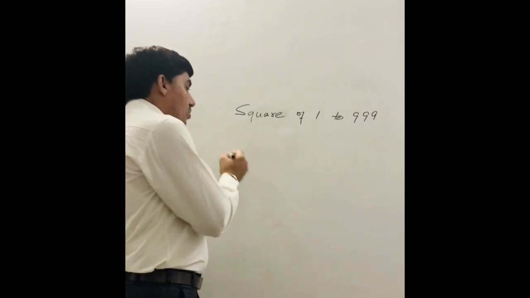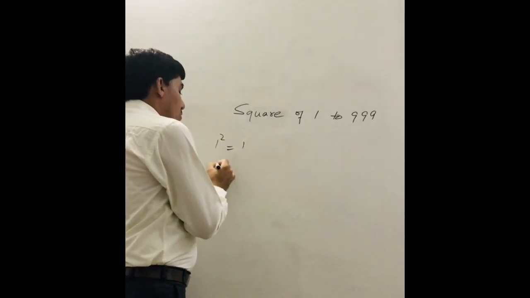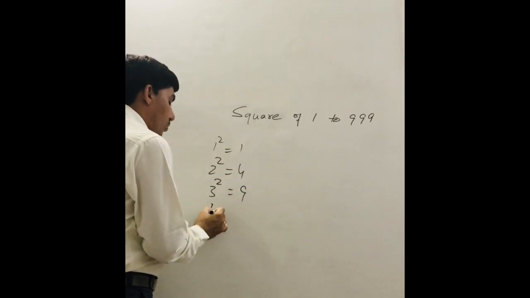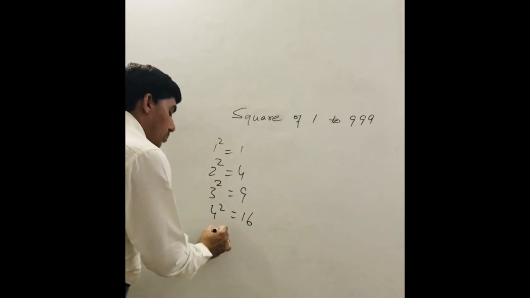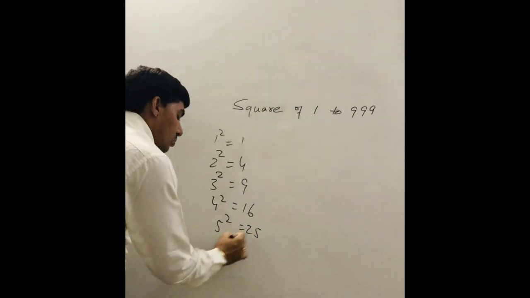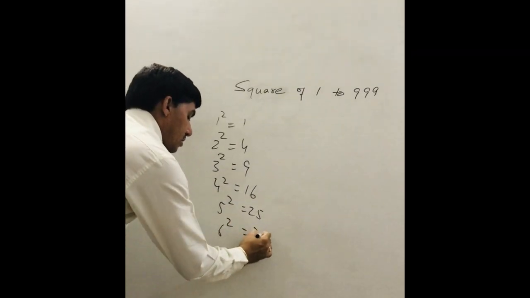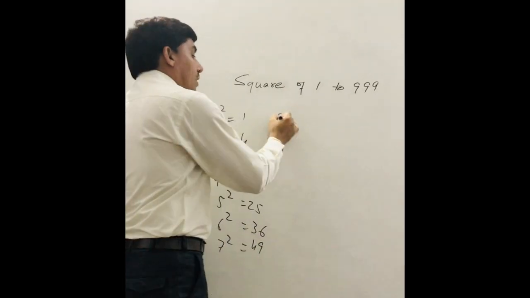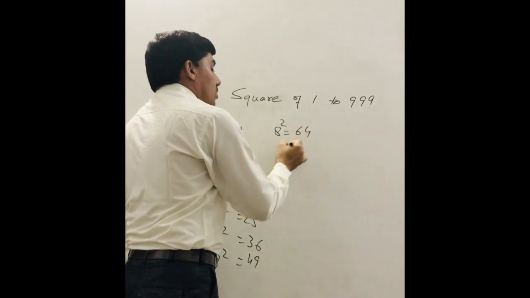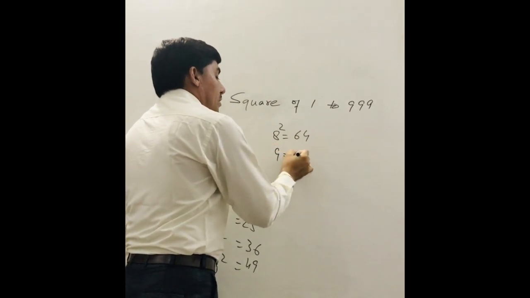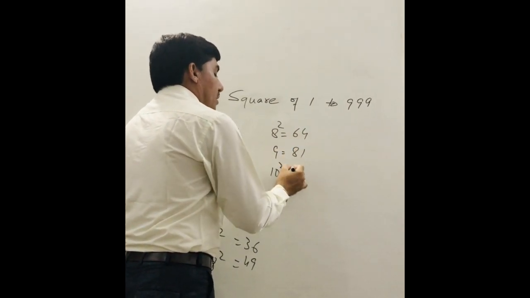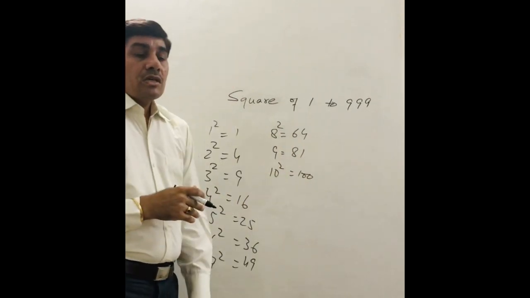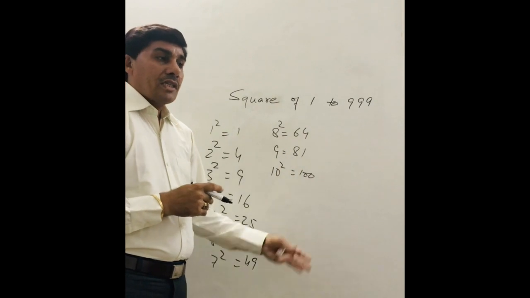Everyone knows the square of 1 is 1, square of 2 is 4, square of 3 is 9, square of 4 is 16, square of 5 is 25, square of 6 is 36, square of 7 is 49, square of 8 is 64, square of 9 is 81, and square of 10 is 100. It is very easy to find the square for one digit number.